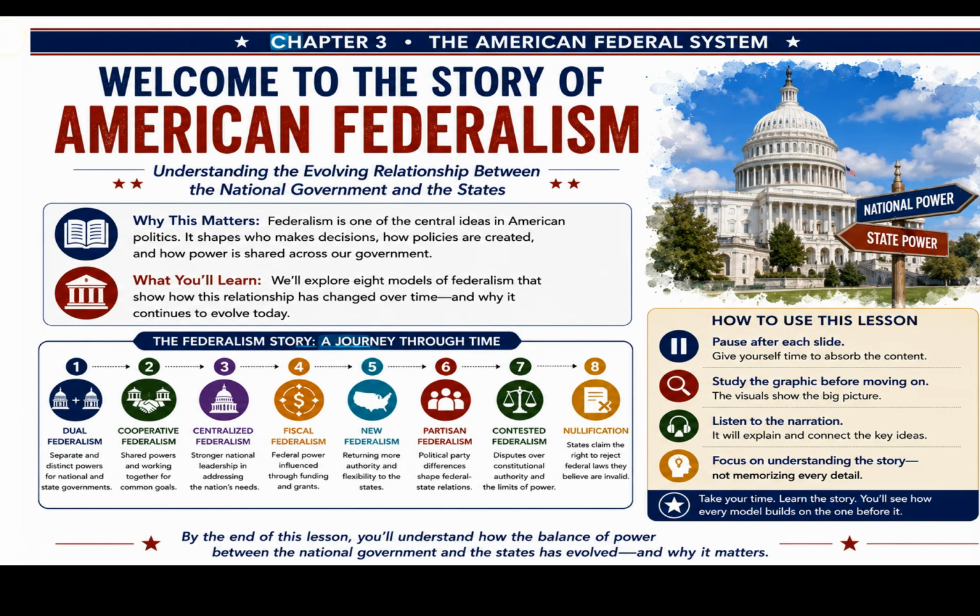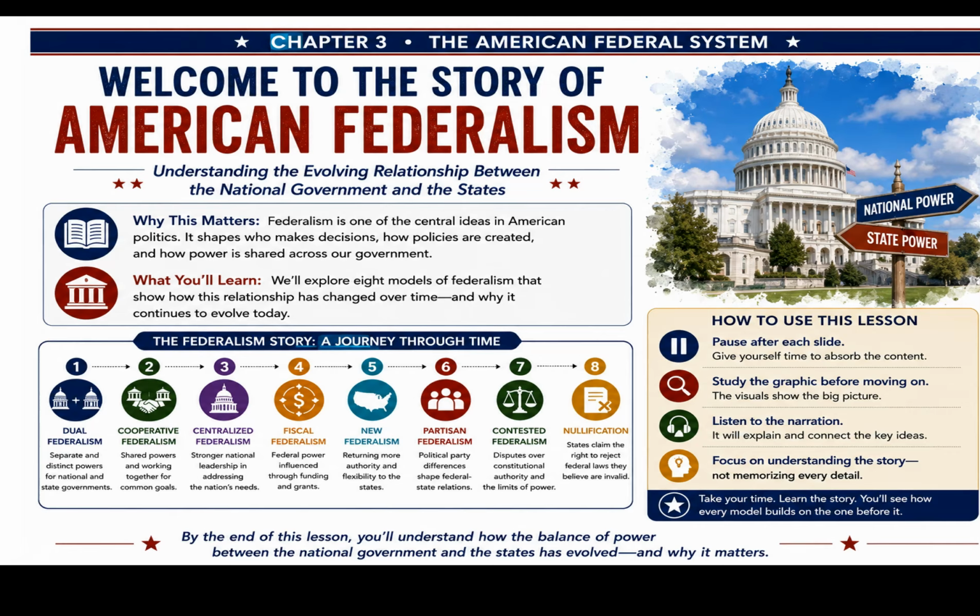Welcome to the American federal system. Before we begin, let me offer one suggestion. At first glance, these slides may look like they contain a lot of information, and they do. Don't let that discourage you. They're designed to be learning guides, not something you need to memorize all at once.